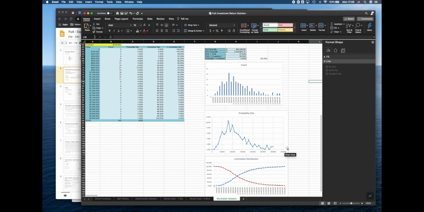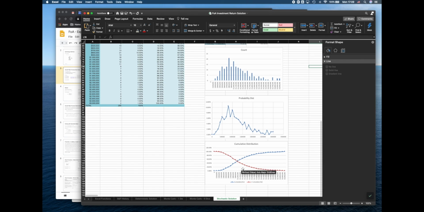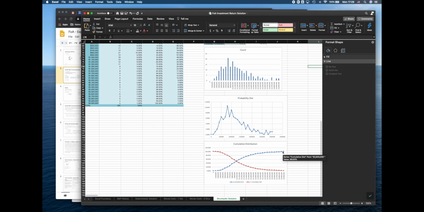Here we have our probability distribution. And then here's the cumulative distribution. And you can see here, sure enough, the probability of having $0 at the end of it is 0. Where's our first one? There's a 1% chance of $200,000. And then by the time we're at $3 million or above, we're at a 100% chance.